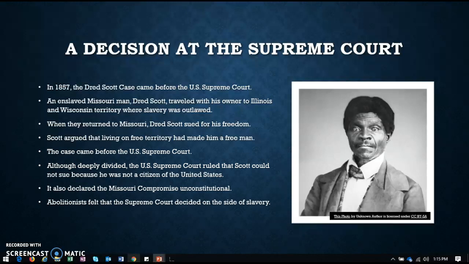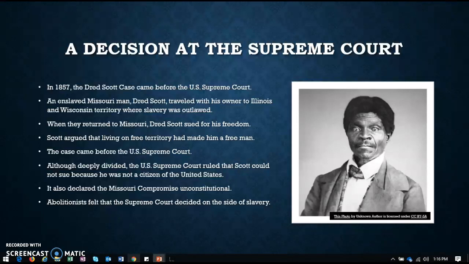So this becomes a case, and it goes before the U.S. Supreme Court. Now, although the Supreme Court was deeply divided, the Supreme Court ruled that Scott could not sue because he was not a citizen of the United States. He is considered property. So even though he's a human being, he is considered property of the owner, so he cannot sue. Now, the Supreme Court also declared the Missouri Compromise unconstitutional.